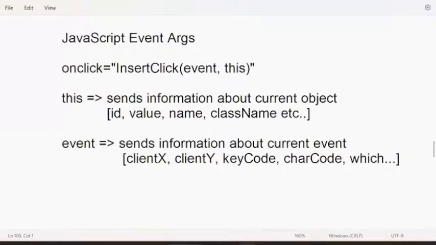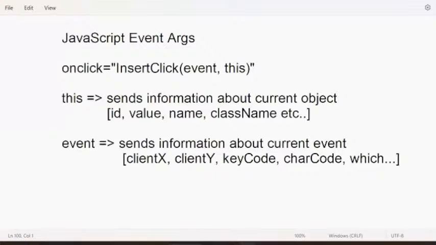These are event related details. Object related details, we have ID, value, name, class name. And event related details like client X, client Y, key code, character code, which key, all these. For example, remember this is in JavaScript. In JavaScript, these are event arguments.